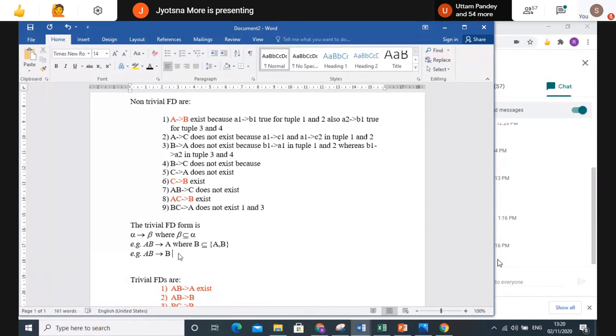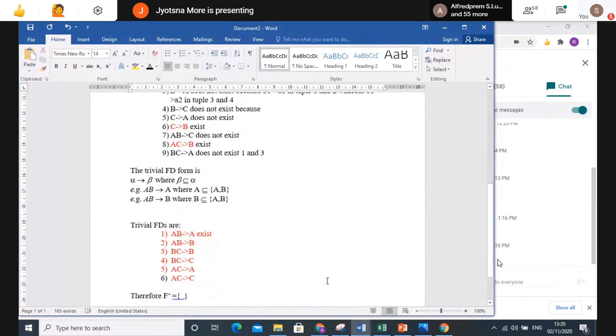If it is a 10 marks question, you will get 10 marks for this solution. No one will reduce the marks if it is a mathematical solution, but you have to mention everything in that. Sorry, AB determines A means A is a subset of AB, and here B is a subset of A. Correct. Then you will check your trivial functional dependencies, and mention the final answer in this format. Okay, so we'll go ahead for the next question.